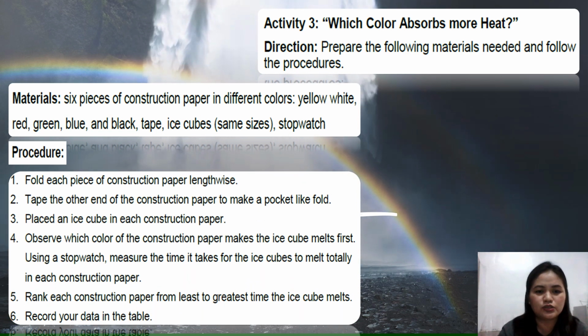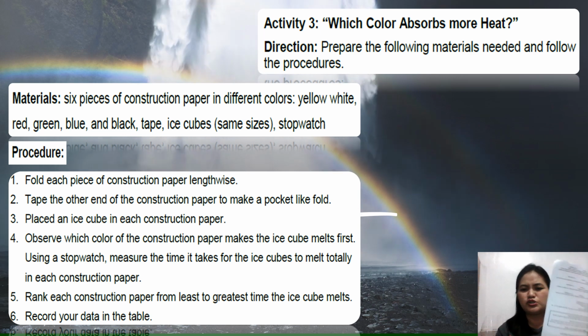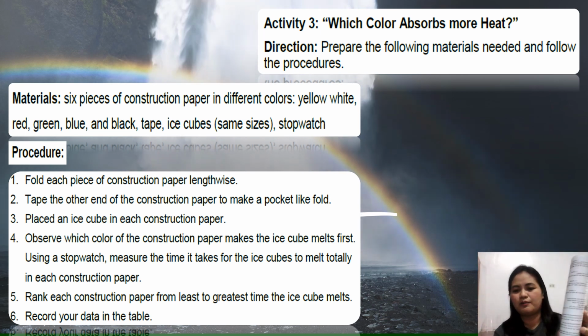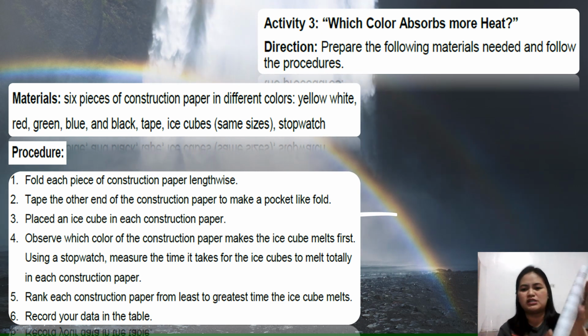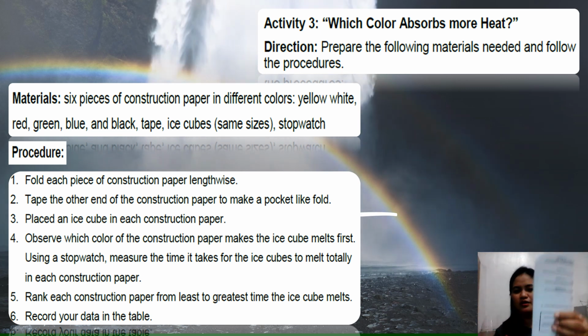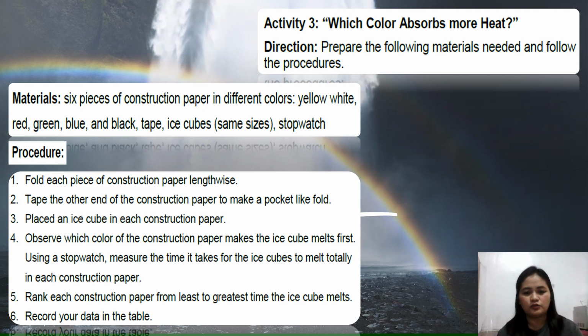Fold each piece of construction paper lengthwise daw. So if this is your construction paper, for example, you fold it lengthwise, pahaba. Ganyan, pahaba siyang fold. Tape the other end of the construction paper to make a pocket-like fold. Titape nyo daw siya para parang magkaroon ng bulsa. Titape nyo yung other end. Ganyan.